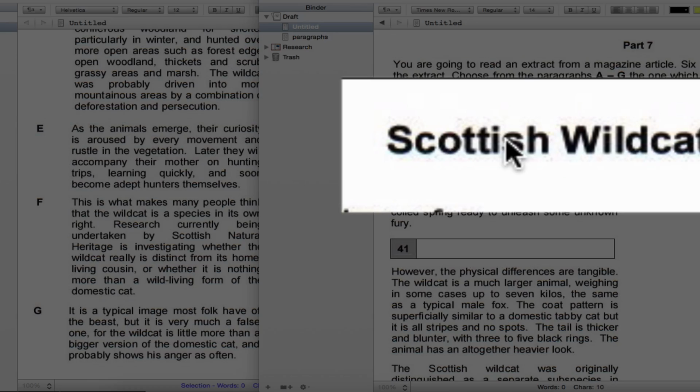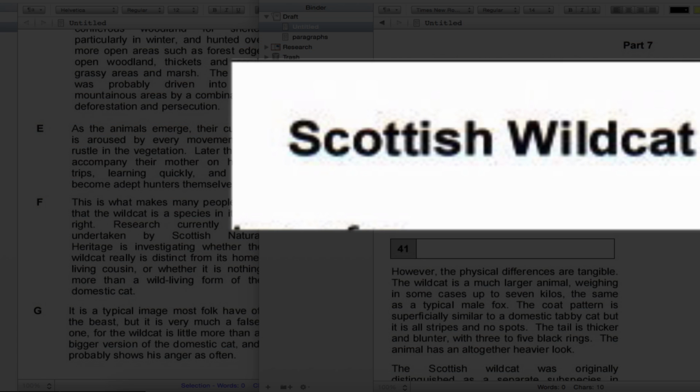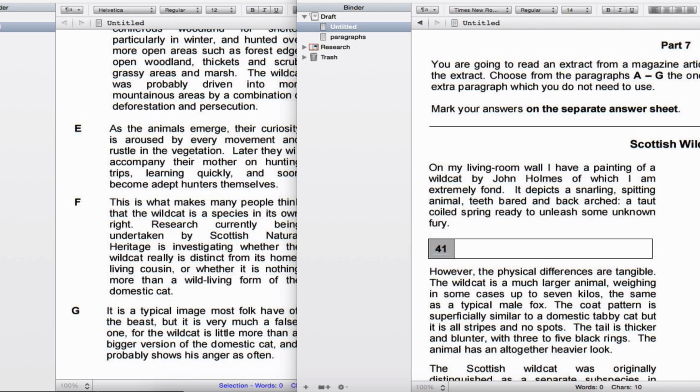The title says Scottish Wildcat. Okay, so the article is about cats in Scotland, or maybe it's called the Scottish Wildcat, but it lives in Mexico or Japan. I've no idea, but I imagine it lives in Scotland. So let's read it. You can read along with me. I probably will read faster than you, in which case you have to pause the video and make sure that you catch up with me.